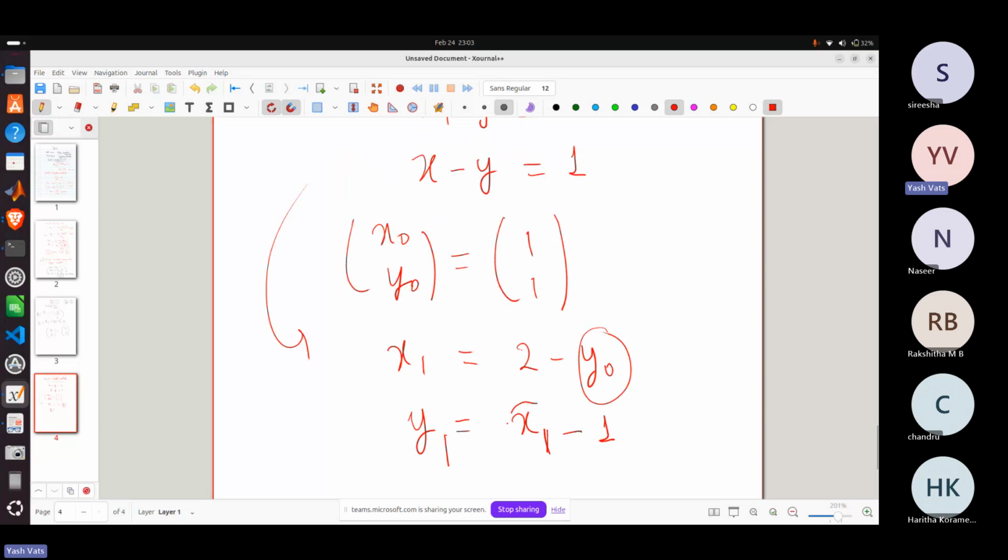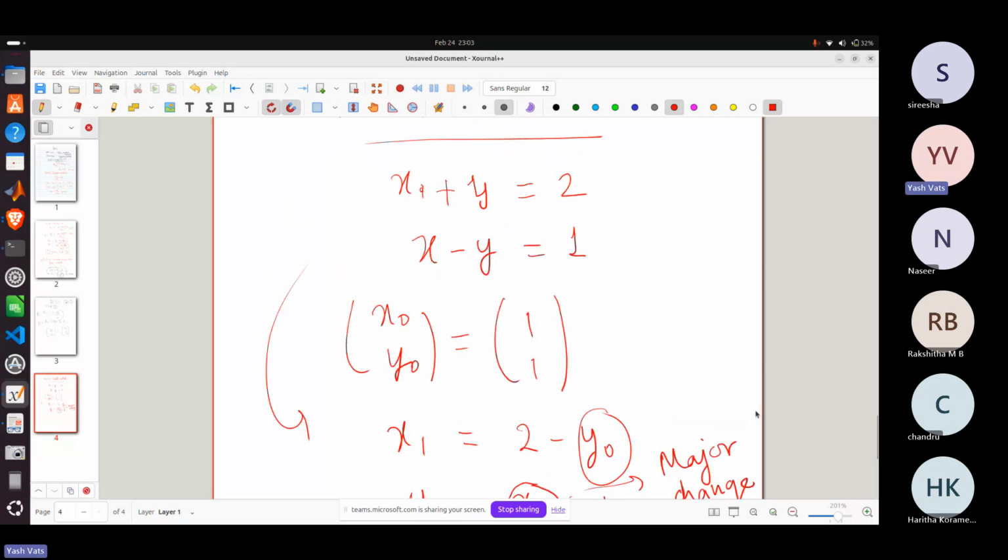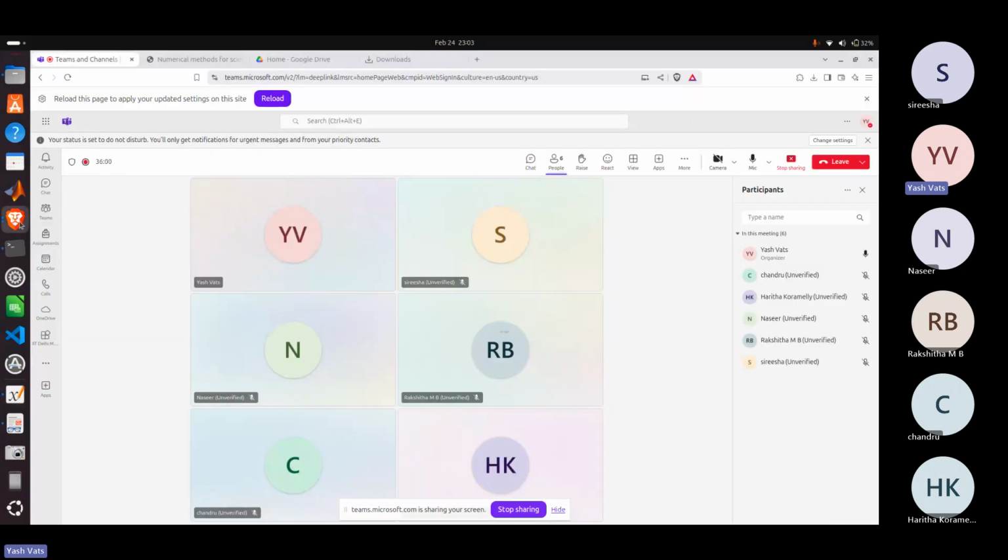So I haven't taken x naught, instead I have taken x1. So major change, major change. Have you noticed this? Anyone? Is this clear, that you are updating your values after each iteration?